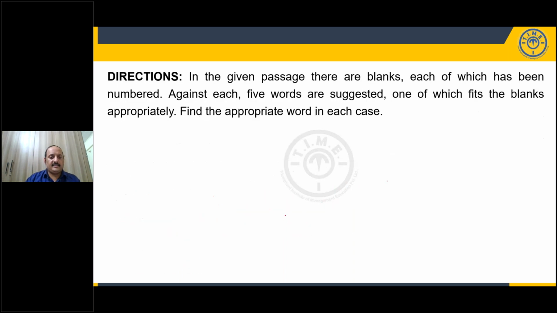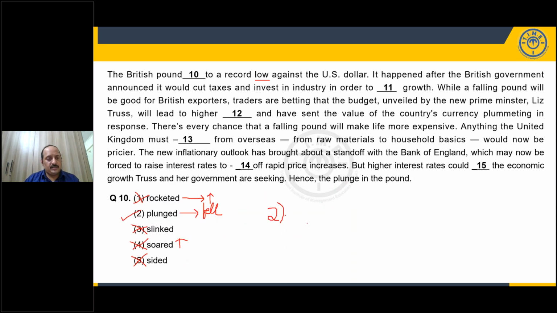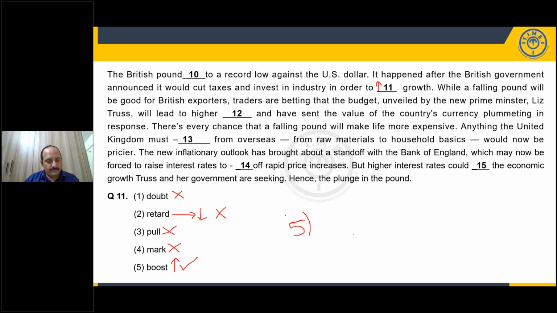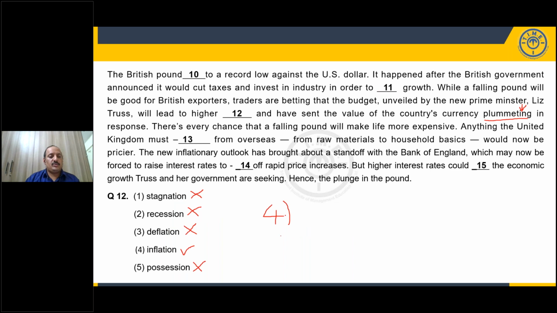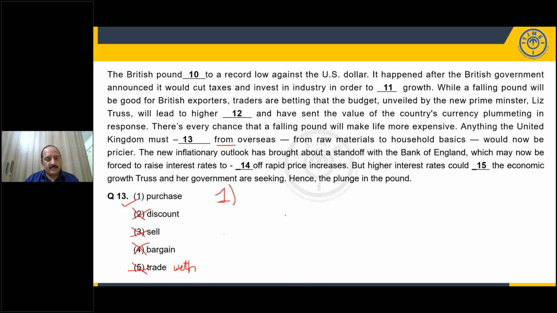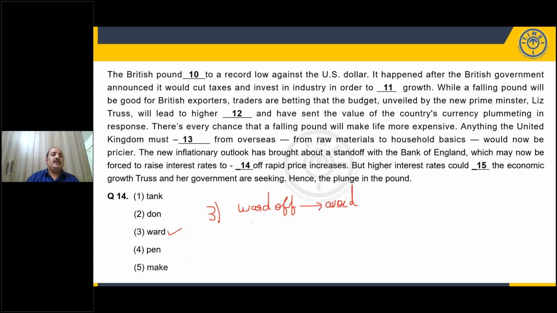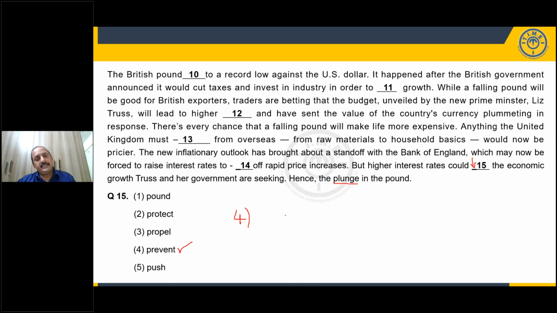Just to repeat the answers again, 10th was option number 2, plunged. 11th was option number 5, boost. 12th was option number 4, inflation. 13th was option number 1, purchase. 14th was option number 3, ward, because the phrase is ward off. And 15th is option number 4, prevent. I hope this is clear, guys.